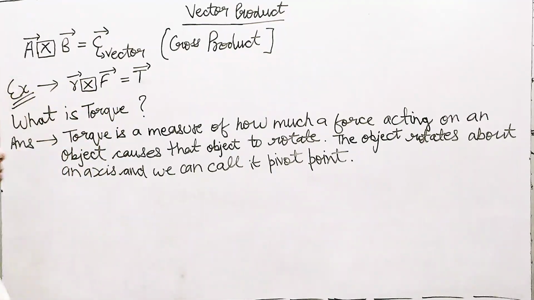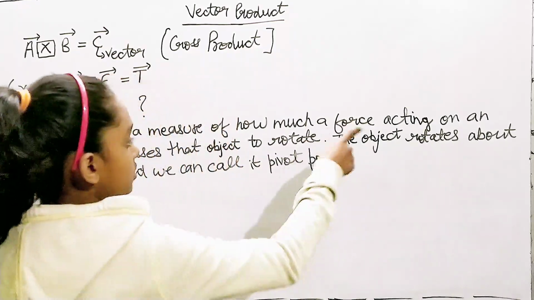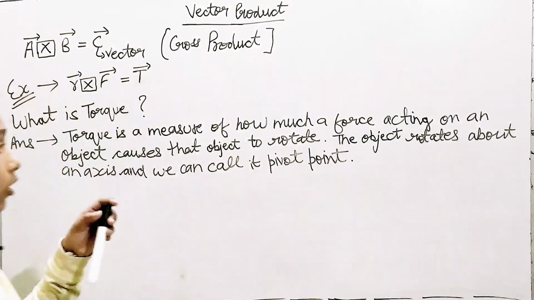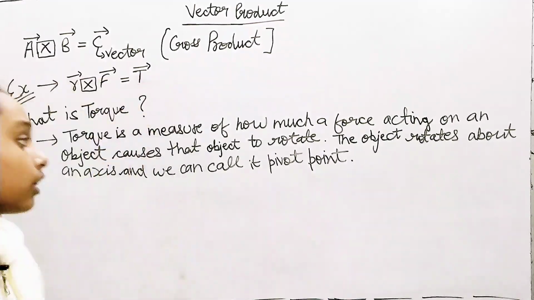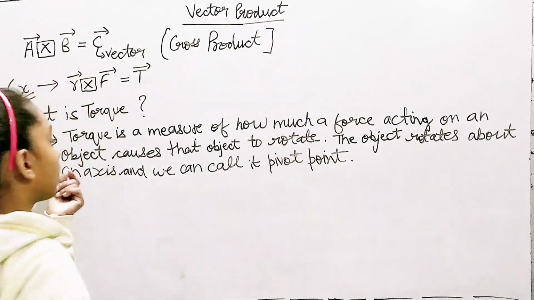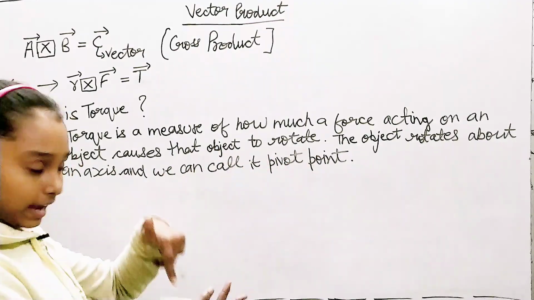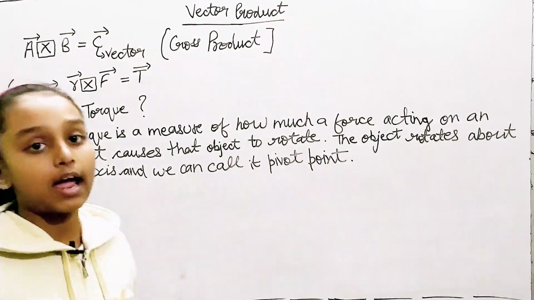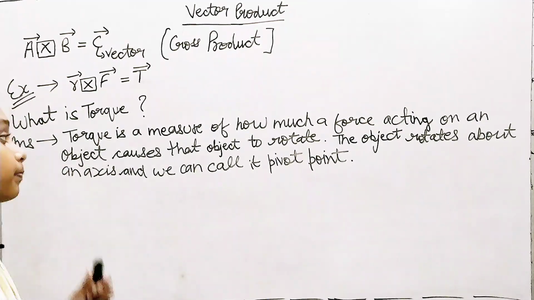Okay, so what will be our pivot point? Actually, the axis on which the object is rotating, we can call it as pivot point. Got it? Yeah, so torque is a measure of how much a force acting on an object causes that object to rotate, and the object rotates about an axis, and we can also call it as pivot point. Got it? So I hope you all have understood the main definition of torque. So this was torque, and now let's continue.